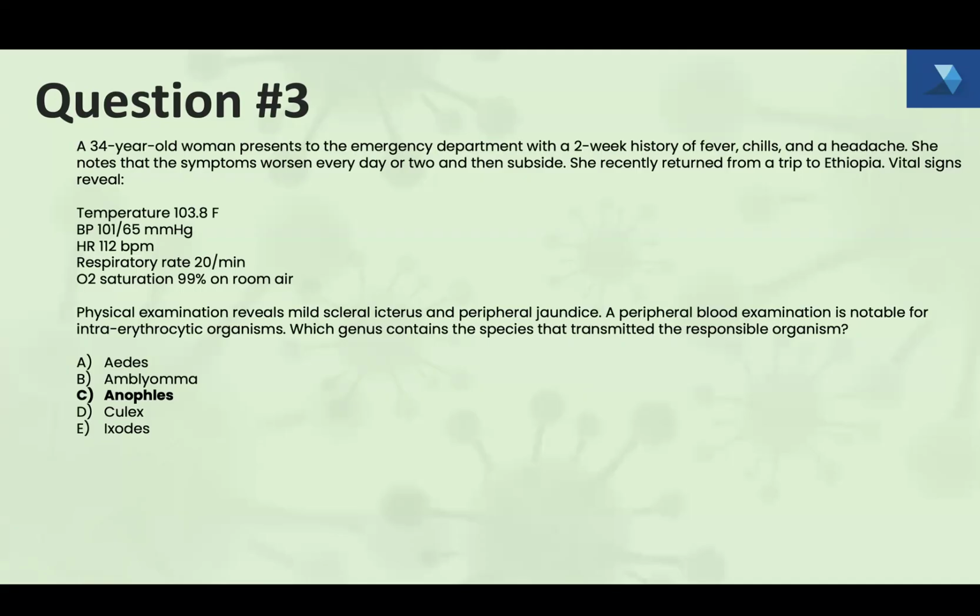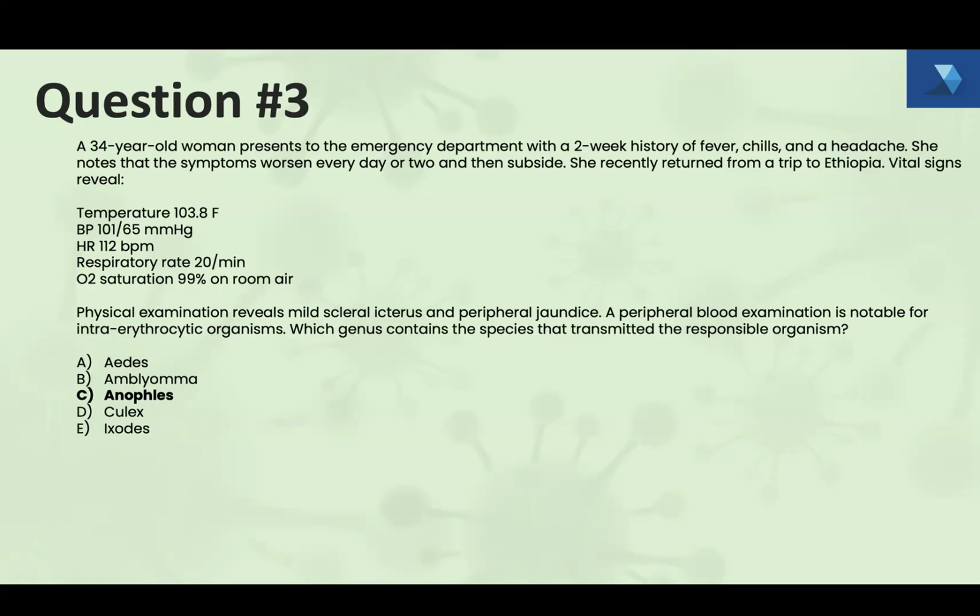Malaria is an intraerythrocytic parasite transmitted by the Anopheles mosquito that causes systemic illness, periodic fever, and jaundice due to erythrocyte hemolysis. A rapid antigen test can be used to confirm the diagnosis. Now, answer A, Aedes, is incorrect because that is responsible for transmitting yellow fever and dengue fever.